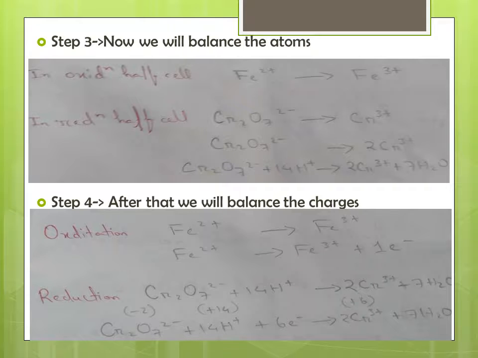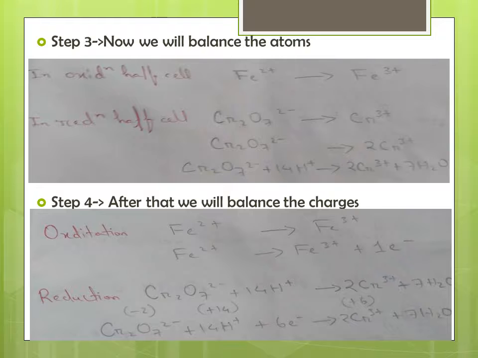Now go to the reduction half cell. Here, in the case of the complex Cr2O7 2- plus 14H+, on the left hand side of the reaction, how many charges do we have? For 14 hydrogen we have 14 plus charges, and the complex has 2- charge. So the net charge will be plus 12, isn't it? Plus 12.